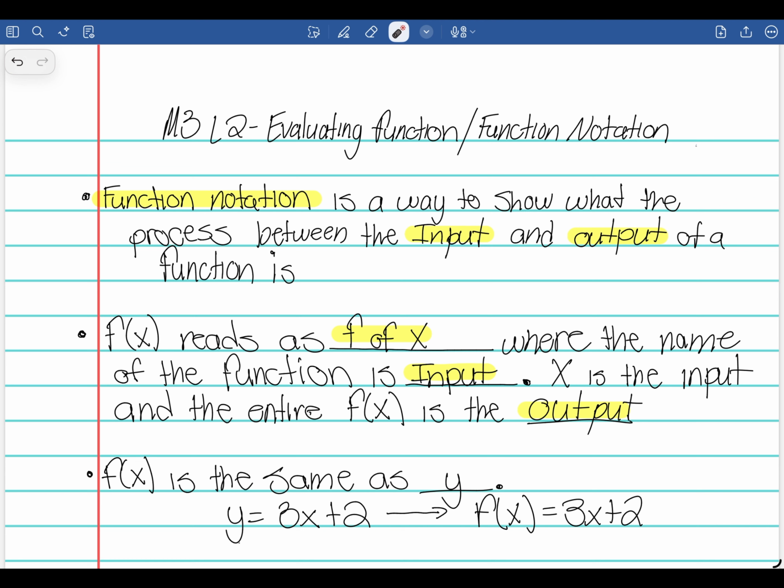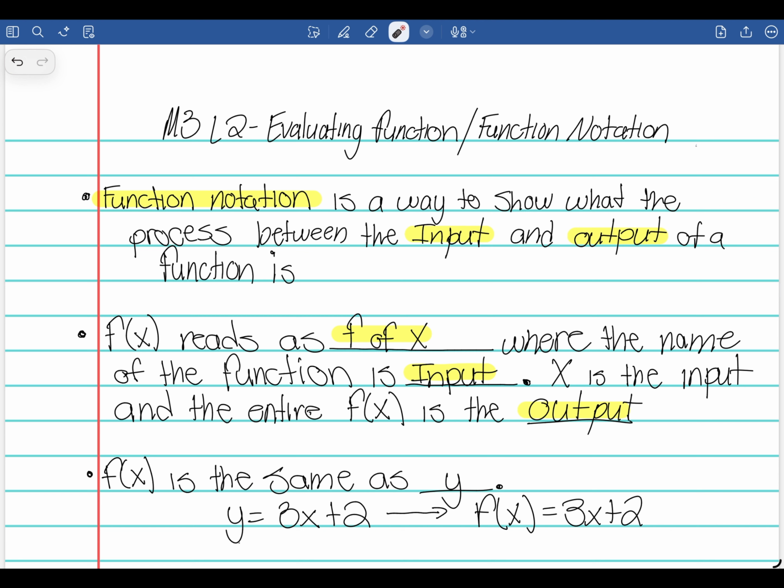So if you don't know, input and output are x and y values. Input will be your x, output will be your y. Now we're going to look at this symbol here where we have f parenthesis x close parenthesis. Now that reads as f of x, okay, where the name of the function is the input, the x is the input, and the entire f of x is the output.